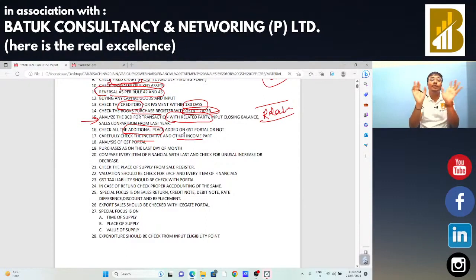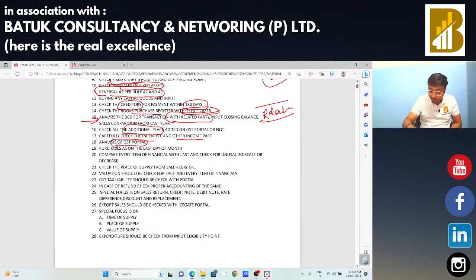We had already discussed how you are going to check the other income part. You are going to demand the ledger of that other income, and by analysis of the ledger you get an idea about the income on which GST should be applicable or not applicable. Okay sir, next point, analysis of GST portal.